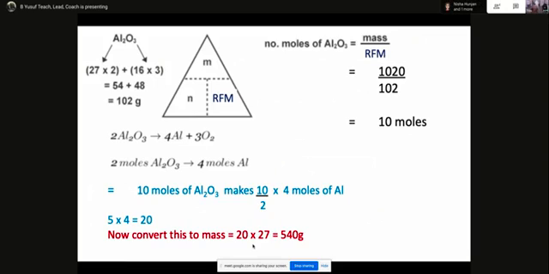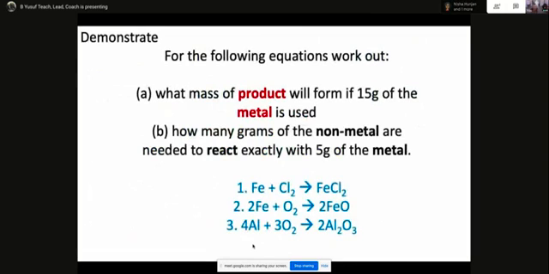If you understand this at this point, have a go at these 2 questions here. Part A, where you're asked to demonstrate the mass of a product that will form from the metal that's given here, iron. And part B, where you're asked to calculate the number of grams of the non-metal when it reacts with 5 grams of metal here. If you're working this out in your own time, again, give yourself 5 minutes so you can actually show you're working out the correct answer.